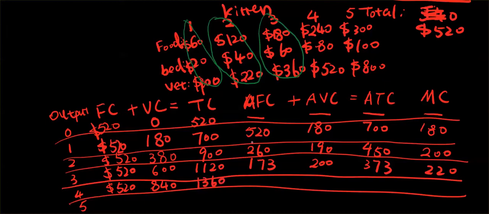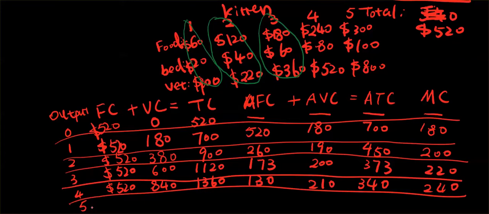And the average fixed cost equals 520 divided by 4, and you will get 130. And average variable cost equals 840 divided by 4, you got 210. And the average total cost, you need to add these two numbers together, and you will get 340. And the marginal cost is equal to 1,360 minus 1,120, and you got 240.